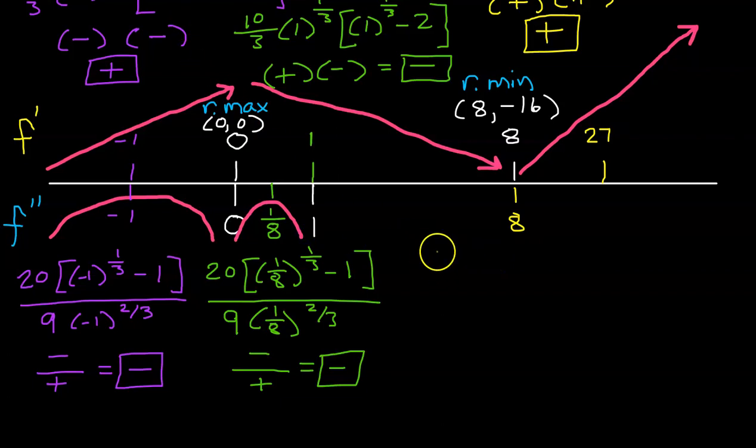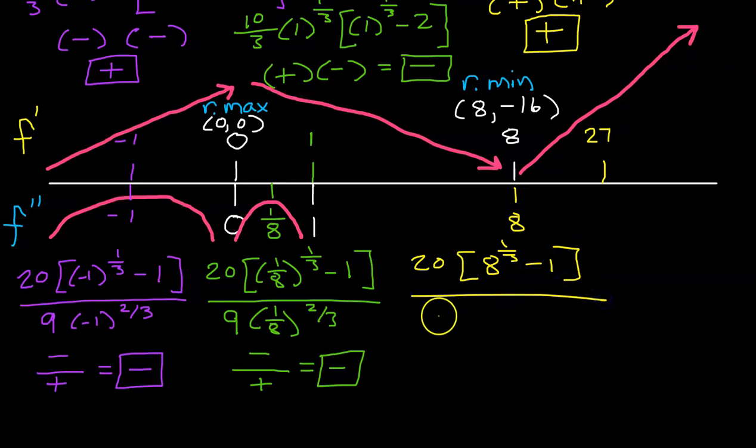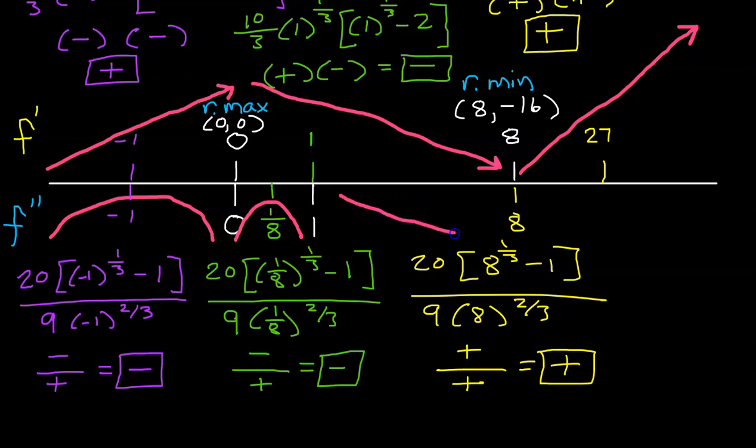Moving on to the final interval and a test value of 8. So we will have 20 times 8 to the 1/3 power minus 1 over 9 times 8 to the 2/3 power. We know the denominator is positive. The cube root of 8 is 2. 2 minus 1 is positive, times 20, still positive. So the overall value is positive, which tells us that the function will be concave up in this interval.